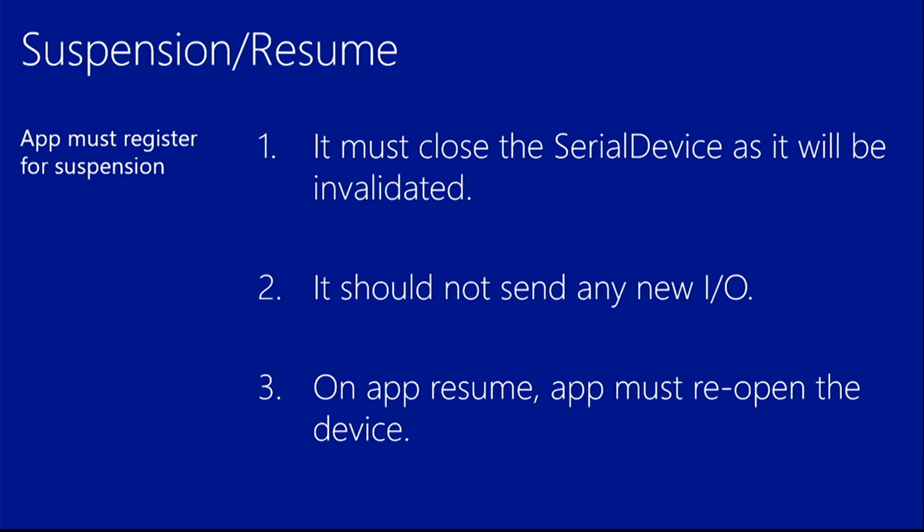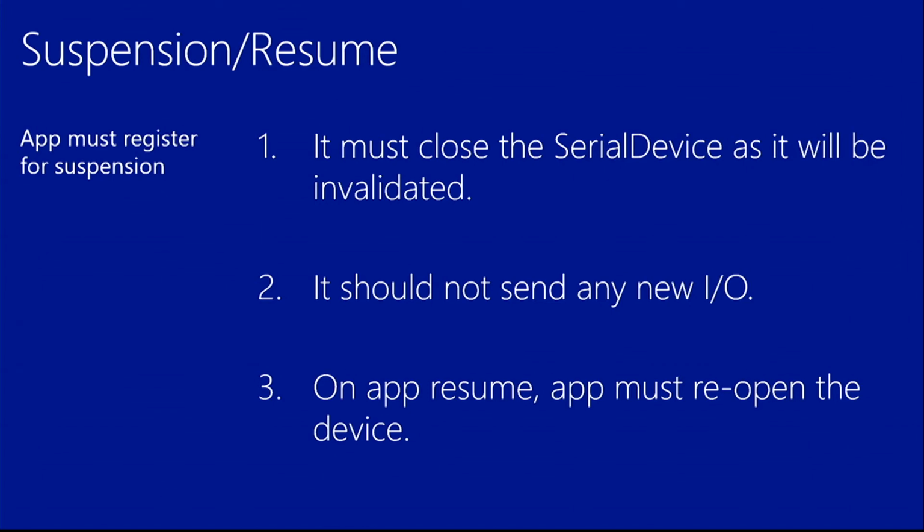Another point that is important to also keep in mind is app suspension and resume. Windows apps, Windows Universal apps, are subject to suspension and resumption. So if they were not in use, they can be moved to the background and brought back into the foreground as the user switches back and forth. So what should you do in your app when it's suspended? If it is suspended, first of all, you must register for the suspension notification.